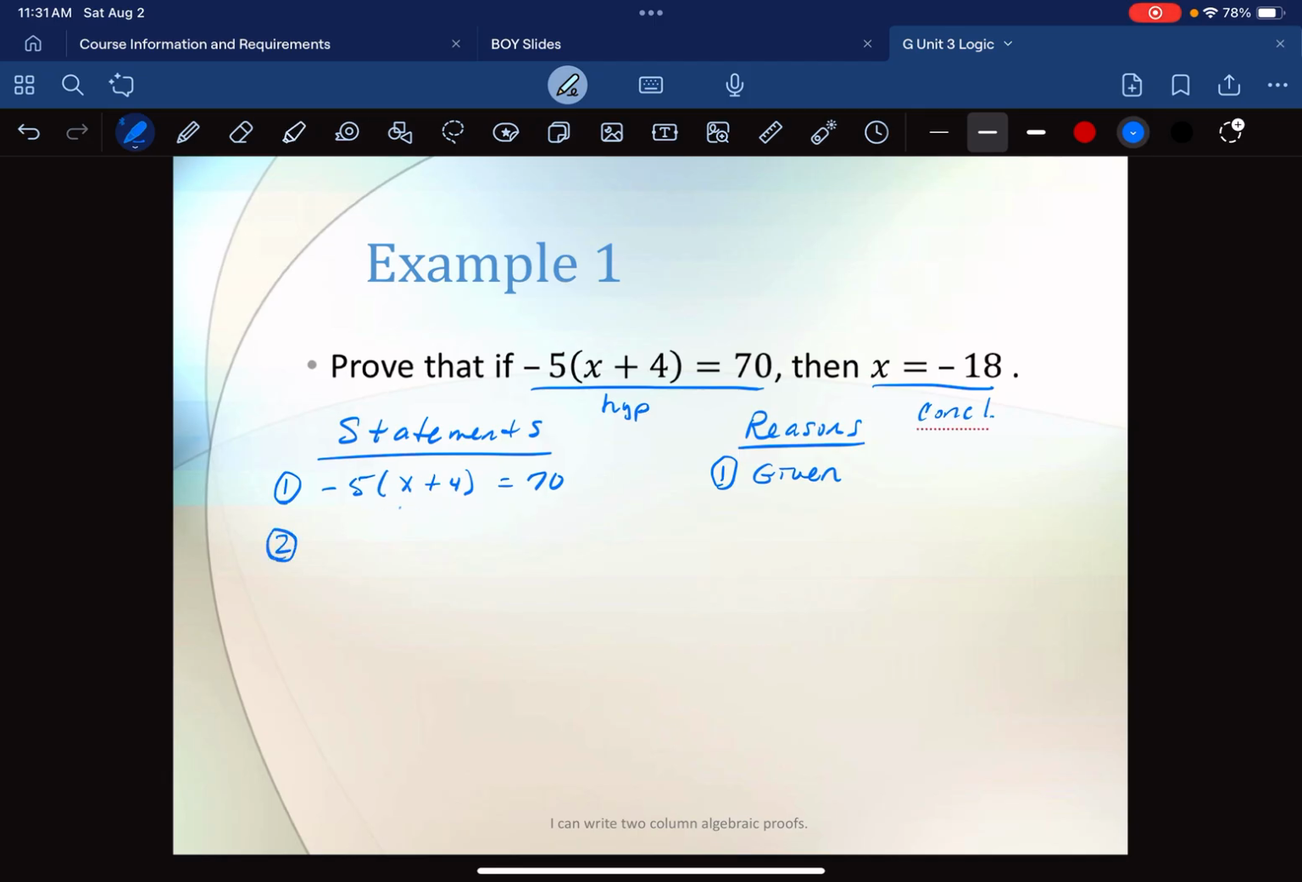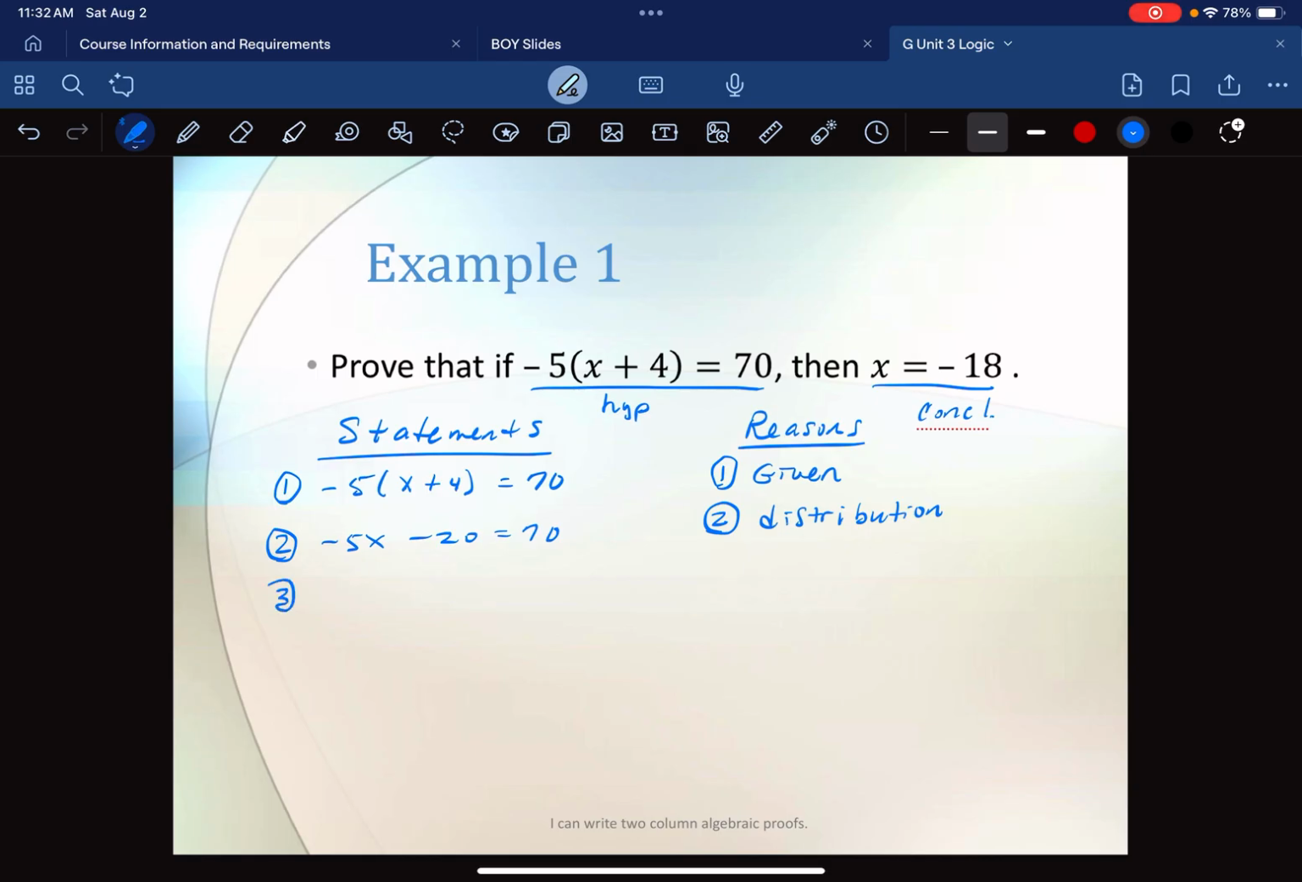Well, what are you going to do with the left side here? Well, I need to distribute my negative 5. So I'm going to go negative 5 times x is negative 5x. And negative 5 times positive 4 is a negative 20. And I'm just going to bring down my 70. And what did I just do? I just used distribution. So instead of simply solving it, you're telling what you did along the way.